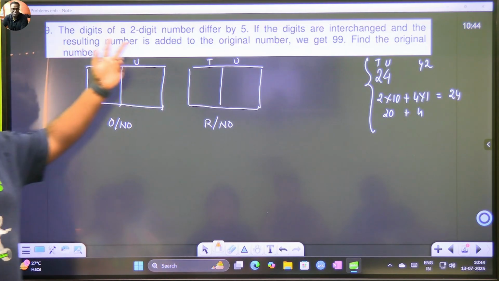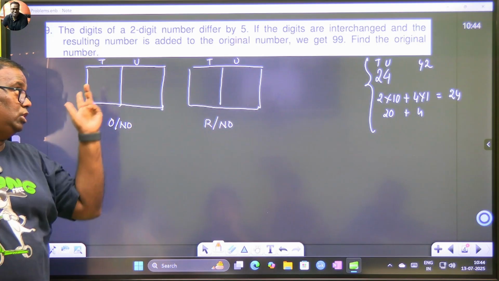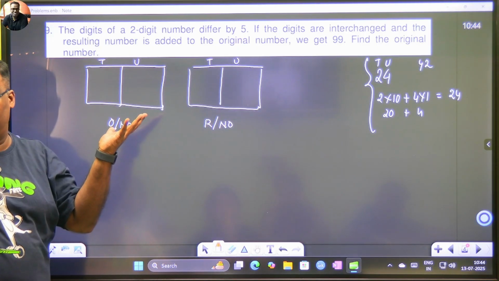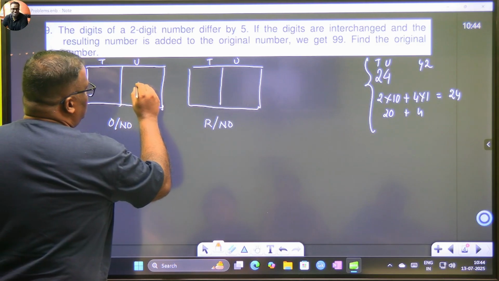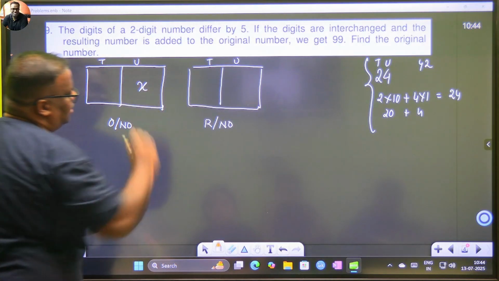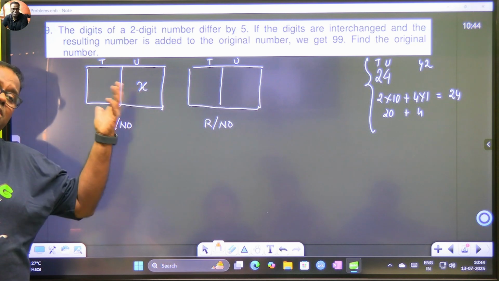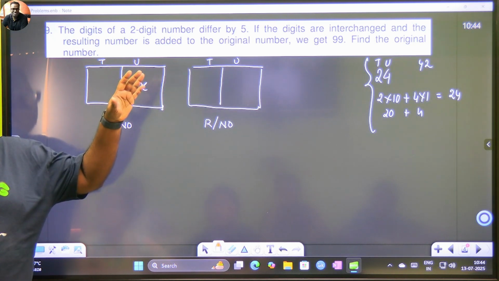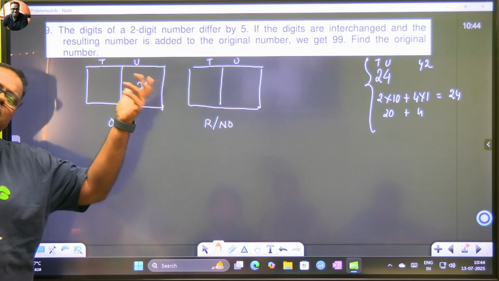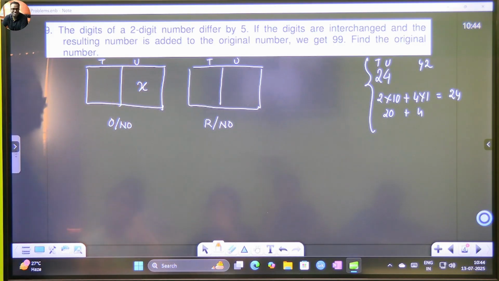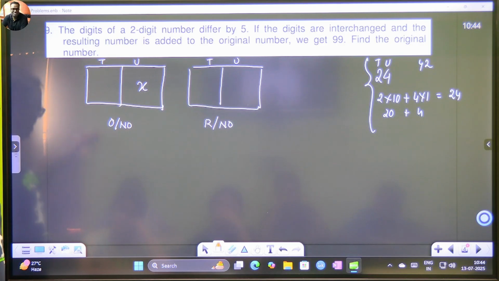The digits of a two-digit number differ by 5. The two digits differ by 5. So I assume let the units digit be x. Then the tens digit should be either x plus 5 or x minus 5. Your choice. They differ by 5. In fact, by x minus 5 also we'll get the same answer. So let's say minus is a little bit boring, so let's take x plus 5.